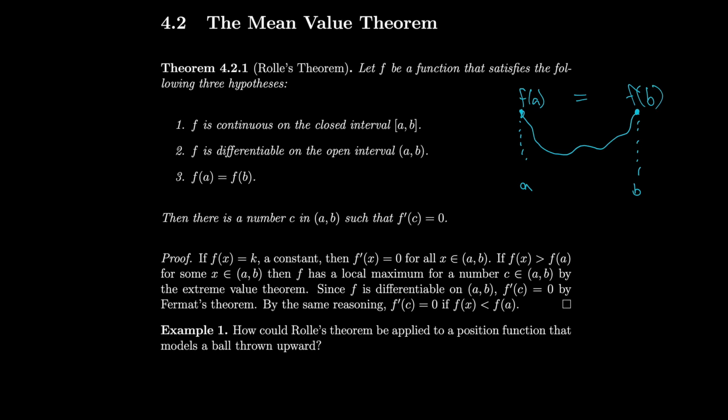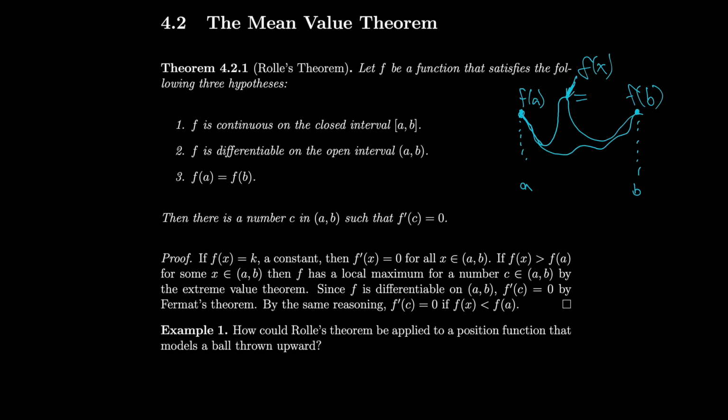Okay, so next case, suppose that f of x is bigger than f of a for some x in the interval. So going back to our picture, assume that it might go down, but then it goes up a little bit at some point. So at some point in the interval, f of x is bigger than the y value. Okay, so in that case, it must have a local maximum somewhere. It could be over here, or it could be somewhere else. But it has a maximum somewhere by the extreme value theorem.